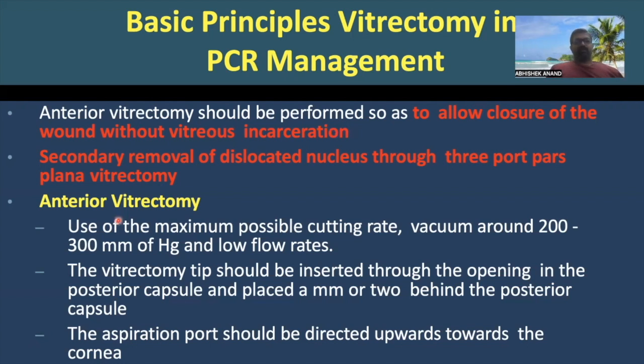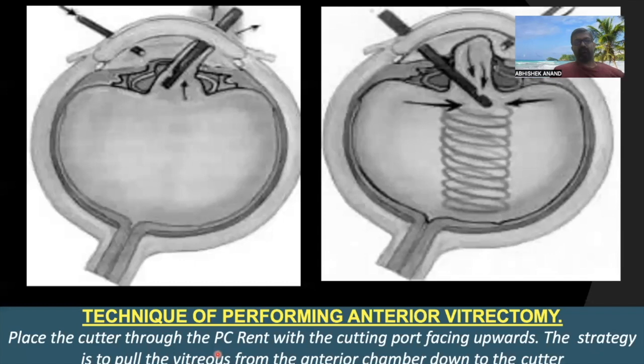For the parameters for anterior vitrectomy, use the maximum possible cut rate that is available in your machine. The vacuum should be around 200 to 300 mm of Hg and low flow rates. So how do we determine the flow rate? This should be around 10% of your vacuum. The vitrectomy tip should be inserted through the opening in the posterior capsule and placed a millimeter or two behind the posterior capsule. The aspiration port should be directed upwards towards the cornea.